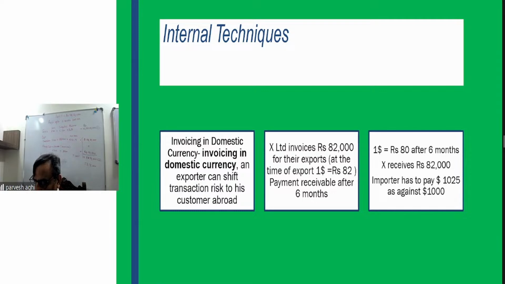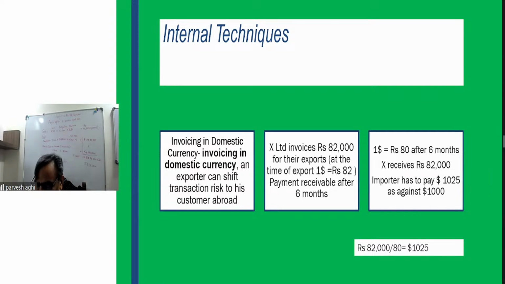$1,025 as against 1,000. See, at the time when the order was placed, the cost was $1,000, because 82,000 divided by 82 is 1,000. And now it is 1,025. So 82,000 divided by 80 gives you a dollar cost of 1,025. So actually the importer is now bearing that extra cost of $25.